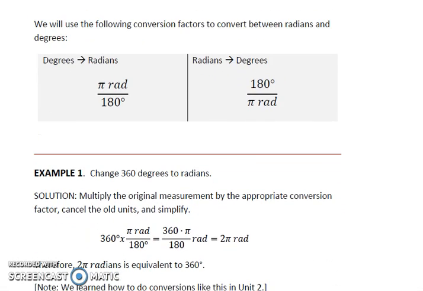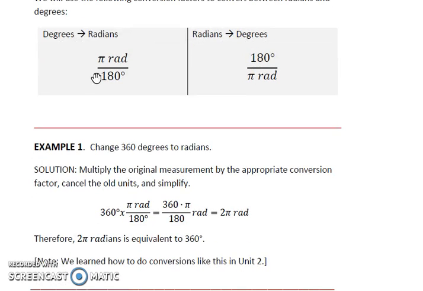We will use the following conversion factors to convert between radians and degrees. Since 180 degrees is equivalent to pi radians, we have these conversion factors for converting between radians and degrees. How do we use them? Well, this one is specifically for going from degrees to radians. This one is for going from radians to degrees.